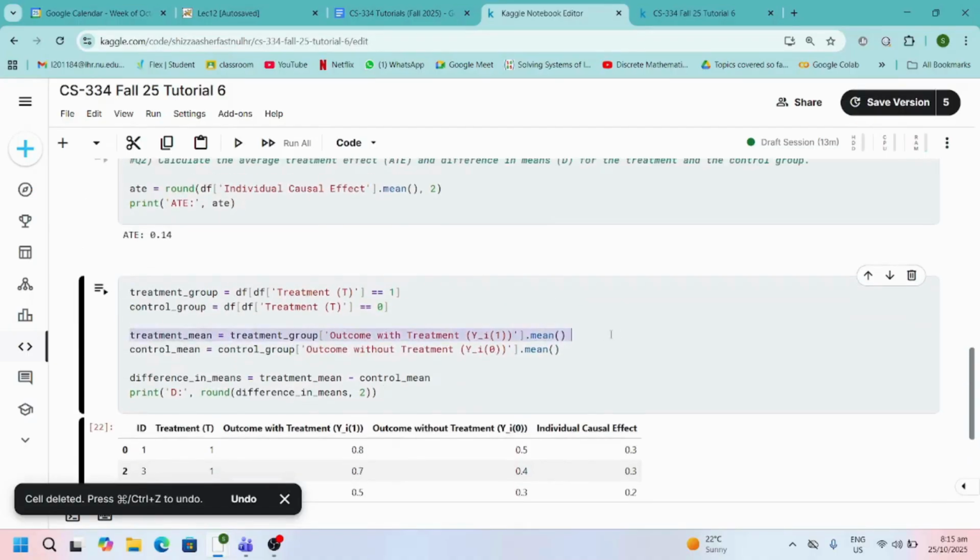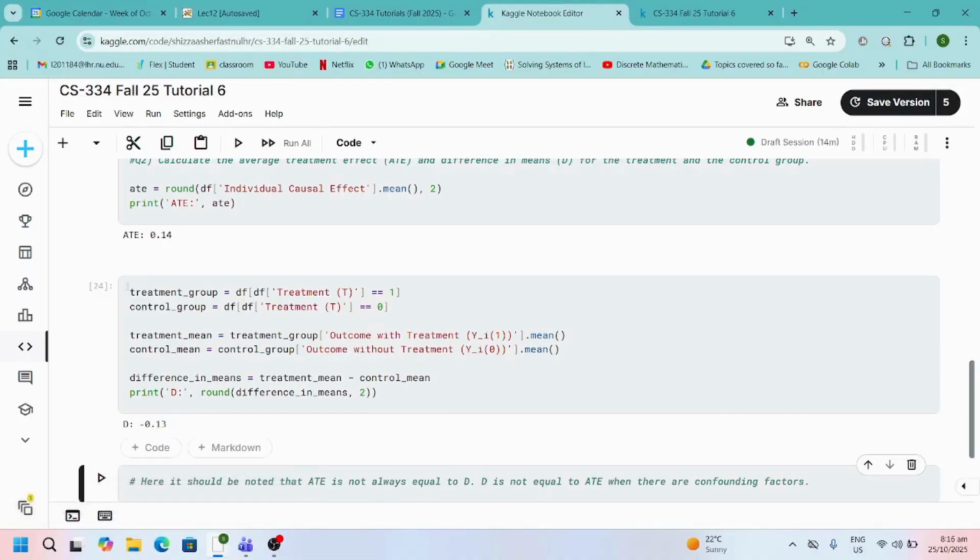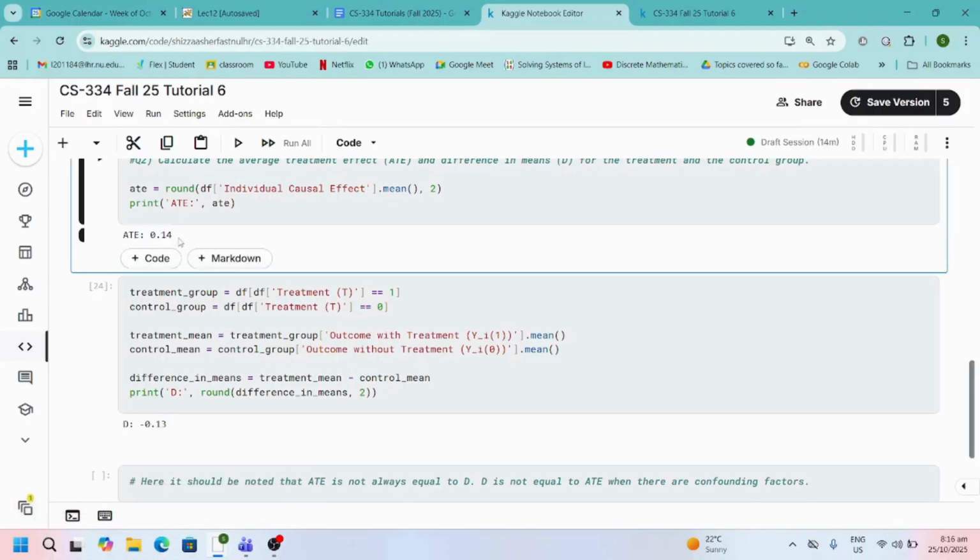So I find the treatment mean. Once I have filtered, for the treatment group, it is the outcome with treatment dot mean. Similarly, I find the mean for the control group, the outcome without treatment dot mean. And then I calculate the difference in means. And this is quite interesting actually. My average treatment effect was 0.14, which kind of told me that my treatment is beneficial. It has a positive impact on the outcome.